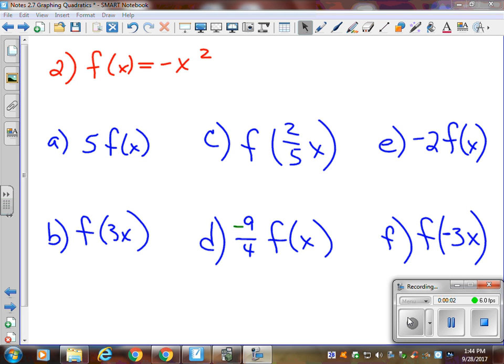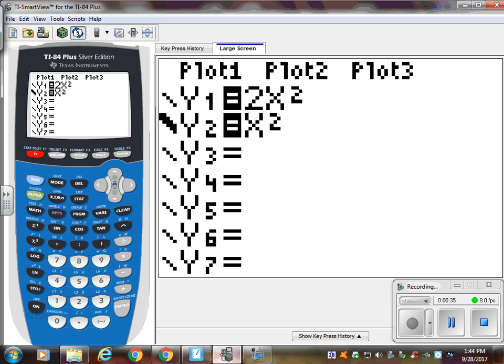All right, so in example number 2, I threw a negative in on the original problem. It already has a negative on it. This problem is already reflected, correct? So this graph itself is already an upside down parabola. As we go through these questions, we may see that change for different reasons. Again, whatever the original problem is has to go in Y2.